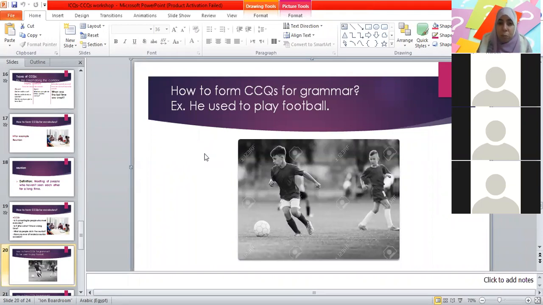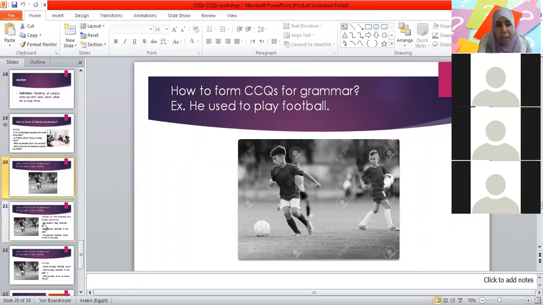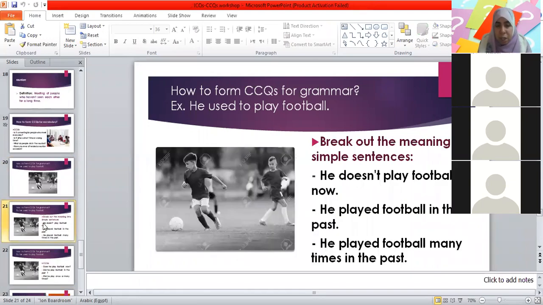He used to play football. When he was young. Yes, that's right. So he stopped playing football. So when I ask my students, does he play football now? Of course, the answer will be no. He doesn't play now. Yes, that's right. A good question. Thank you. Perfect. Okay. Here I have an explanation first of the sentence he used to play football.